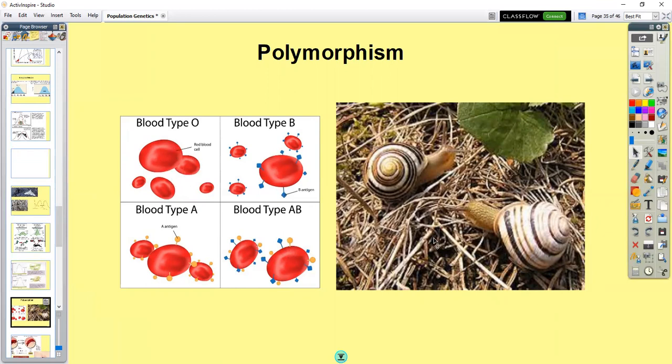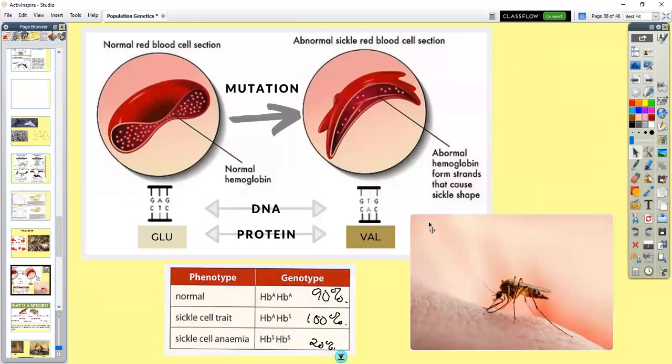Another example of many genes deciding the patterns can be seen in snails, the banding in snails. Another example of that is in sickle cell anemia. Sickle cell anemia is an example of a point mutation or one base mutation. You can see the normal red blood cell base sequence is GAG, whereas that changes to GTC, which codes for a different amino acid, which then causes that person to have sickle cell anemia, which means the red blood cells don't carry as much oxygen.